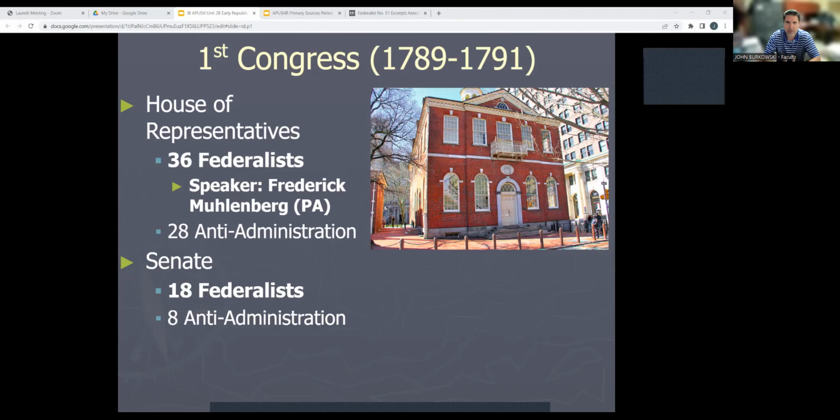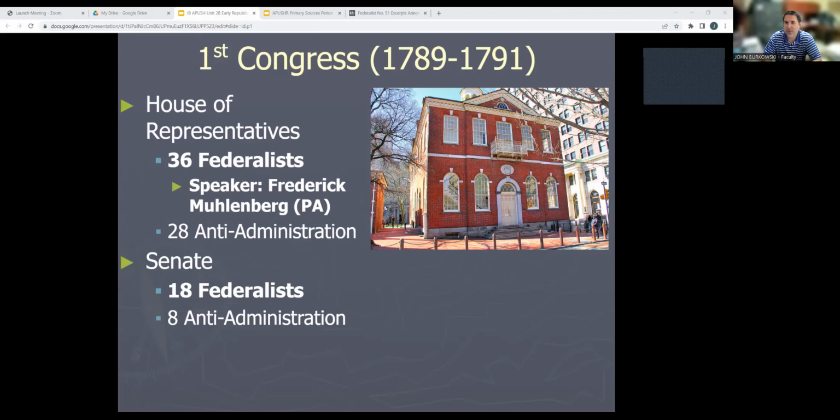We're going to focus primarily on the Washington administration and the enforcement of this new Constitution, whether it works, whether it can pass the test. And we're going to see the development of the first political party system between the Federalists and the Republicans, or as historians like to label them, the Democratic Republicans.